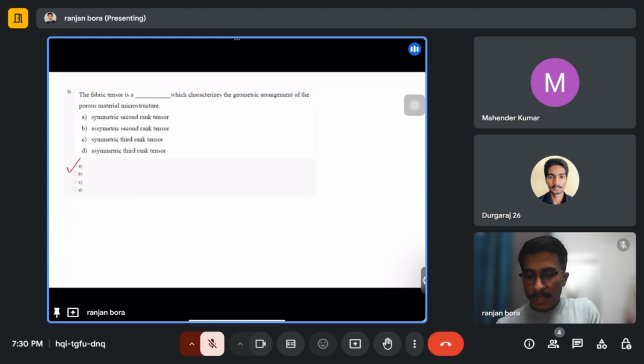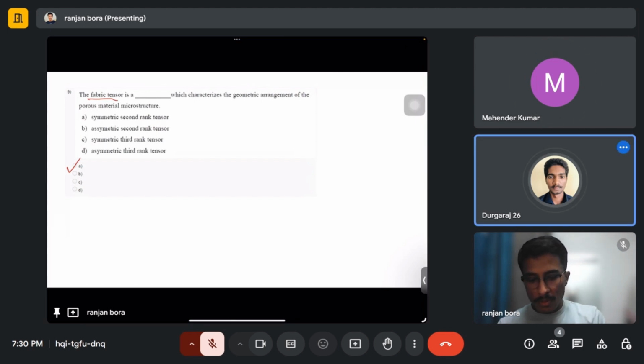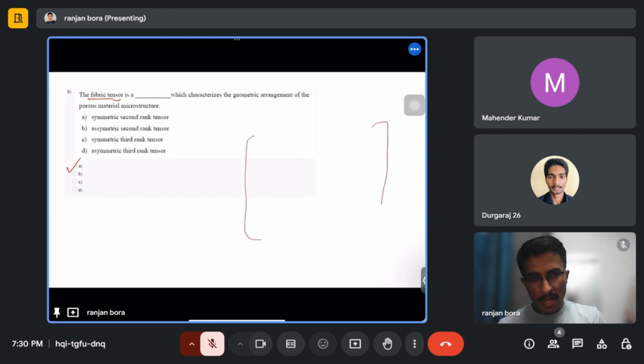Again, this fabric tensor, I think it is there in the slide, right? Yes. I hope it is a 6 by 6 matrix, if I remember it correctly. Is it 6 by 6 or 9 by 9?